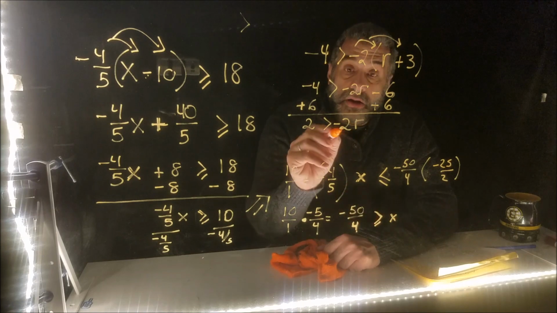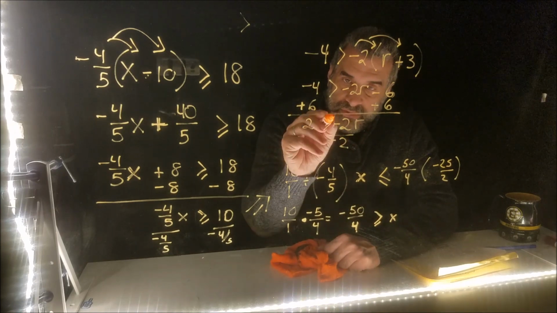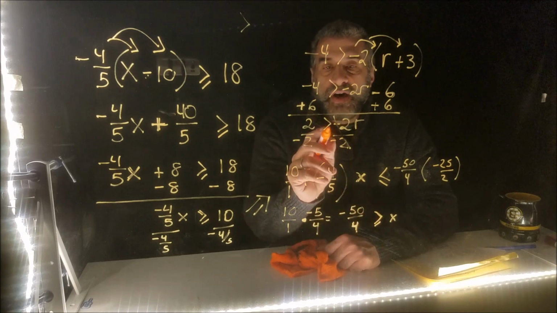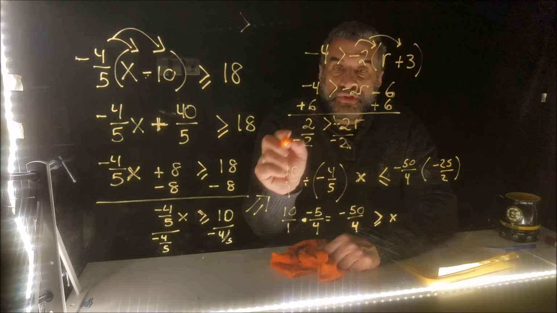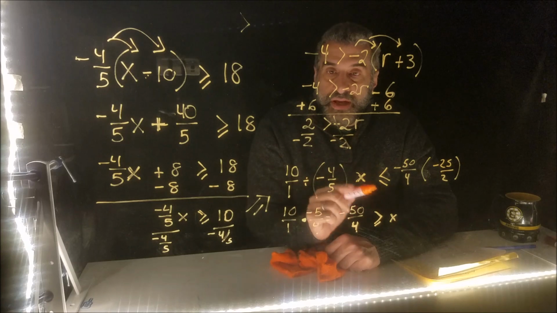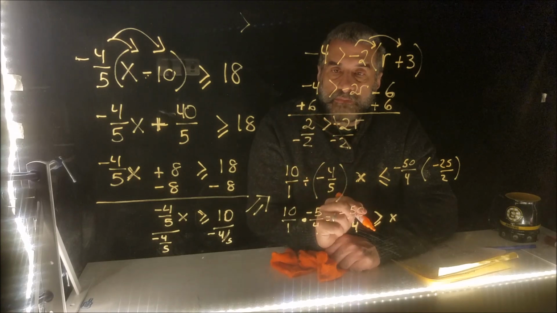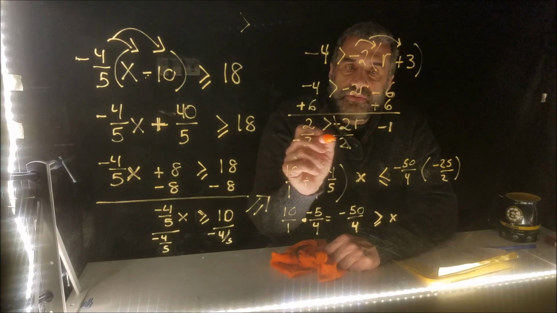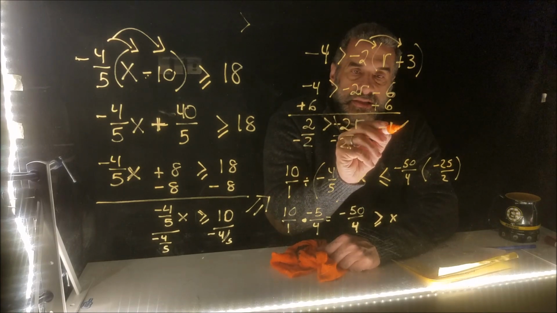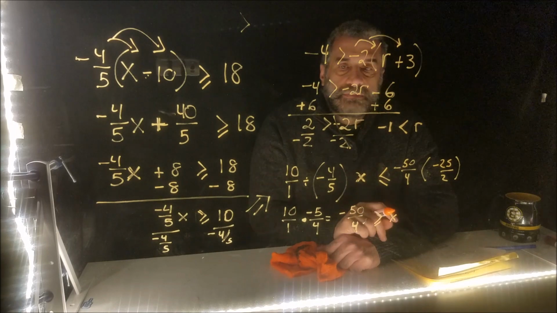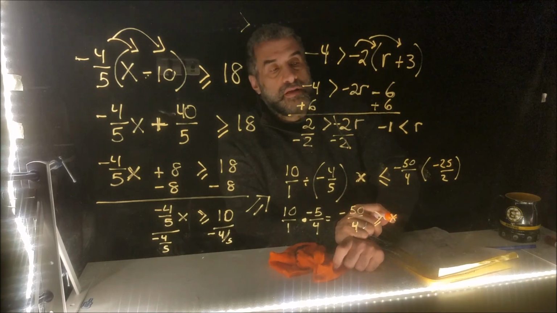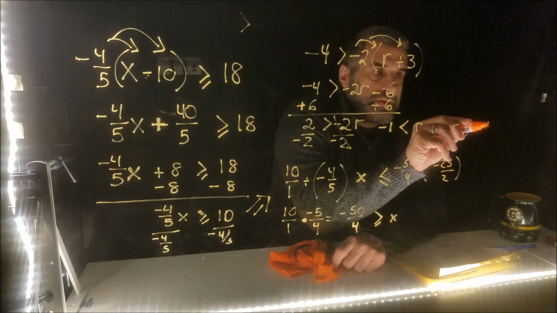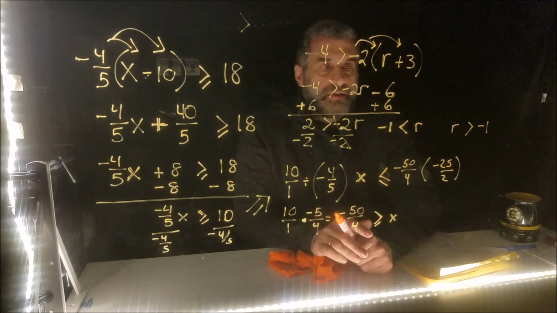And to isolate the r, we'll just divide out the negative 2. Now again, we're dividing a negative on both sides. Not on one side, on both. So we have to flip this number around. So it's going to be negative 1, because 2 divided by negative 2 is negative 1, is less than r. Not greater than r. Of course, you can also say r is greater than negative 1. You can have it on both sides. Okay?